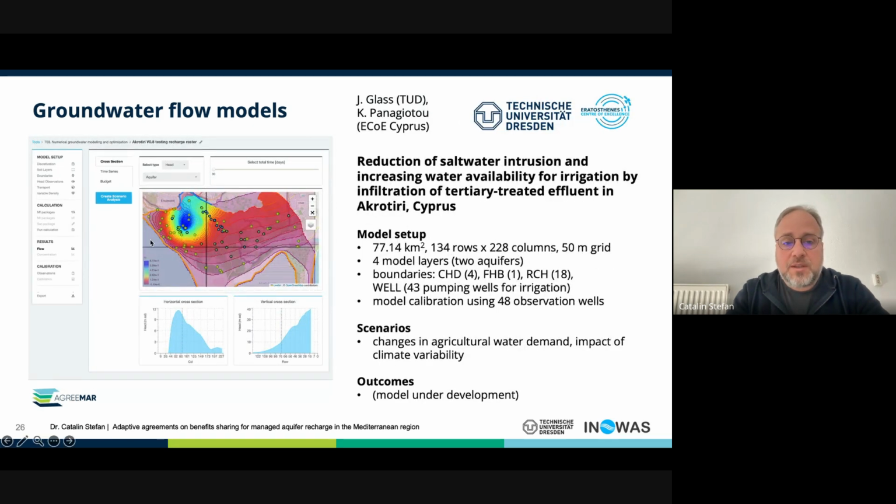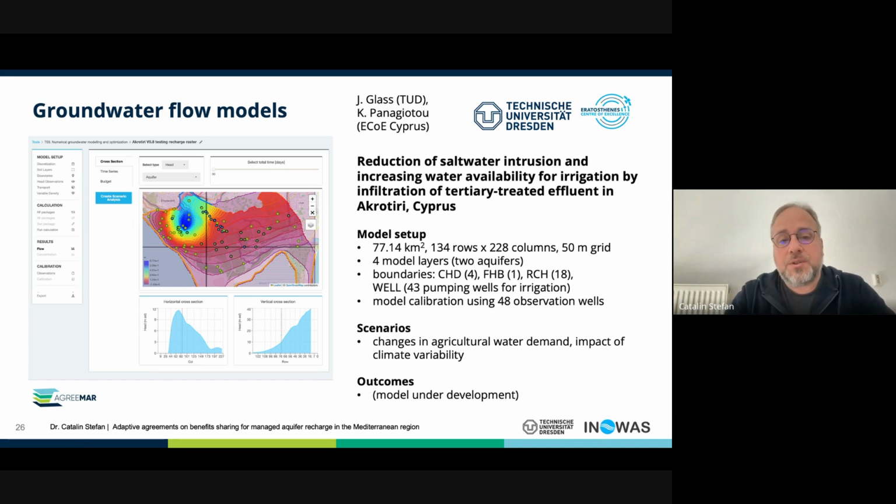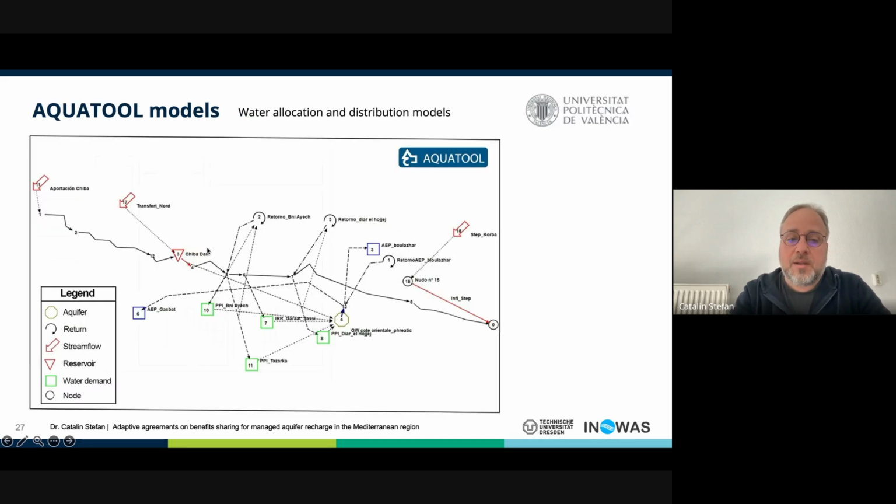We're just looking at this map. This is a map showing the groundwater piezometric heads in the study area. You see here the impact of the managed aquifer recharge system, just visual impact. And we have all these raster files and trying to simulate all these scenarios. This is now under preparation for a publication.